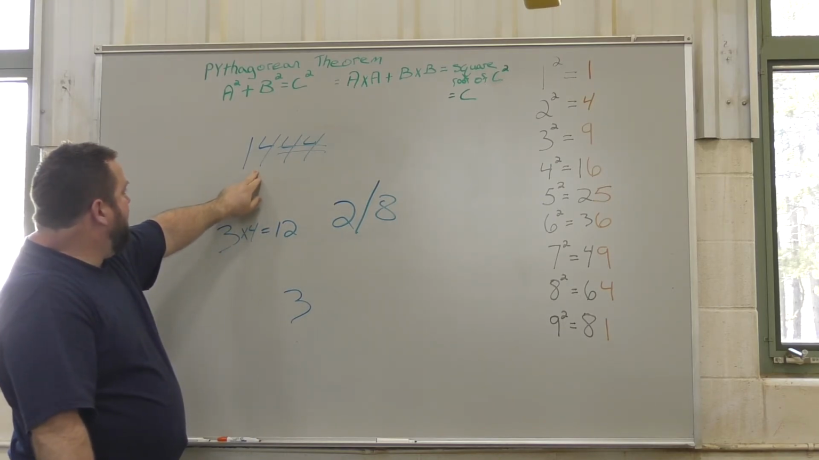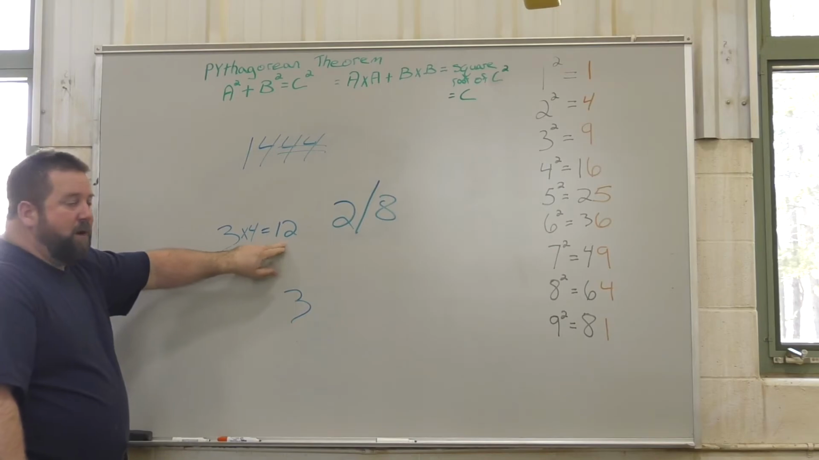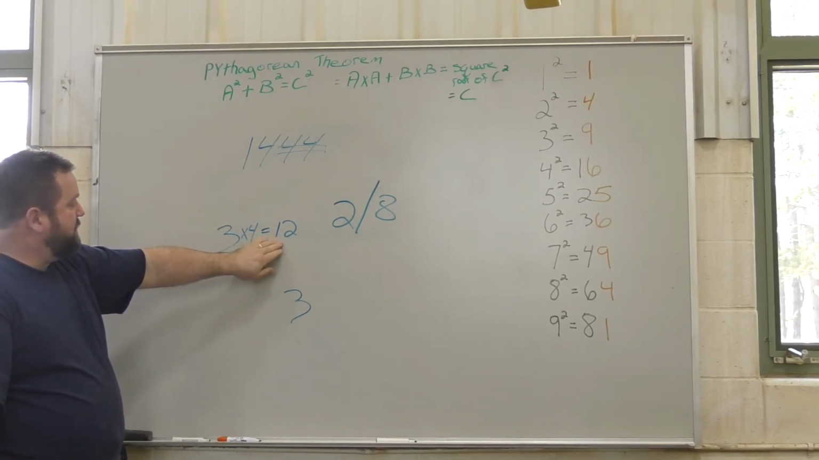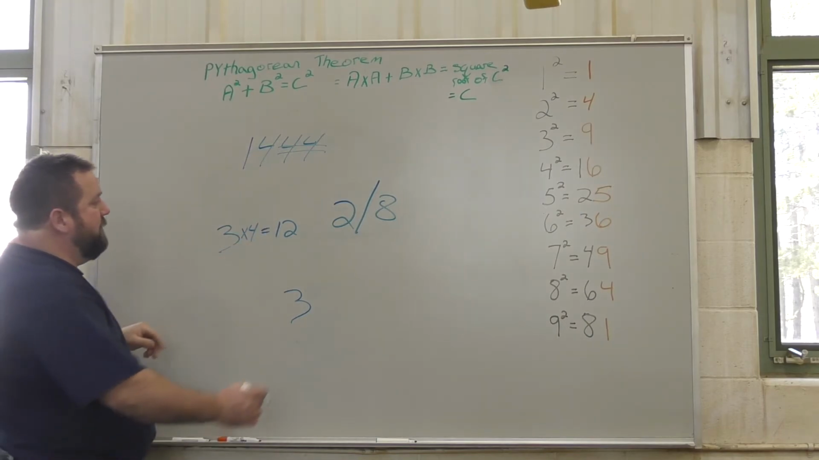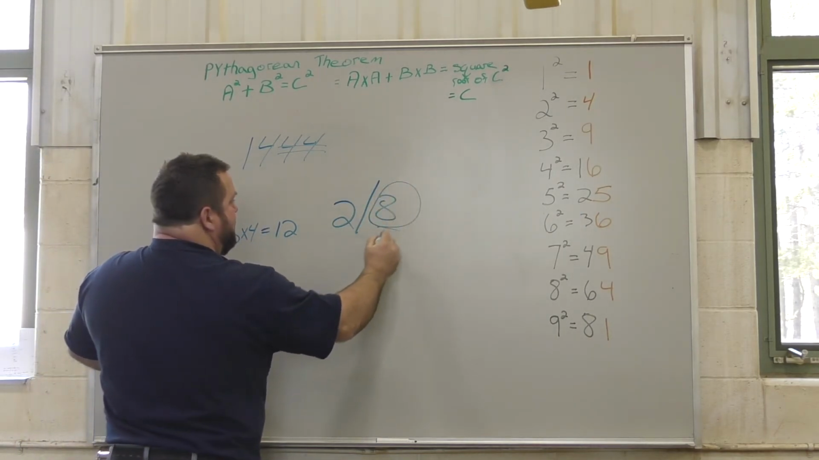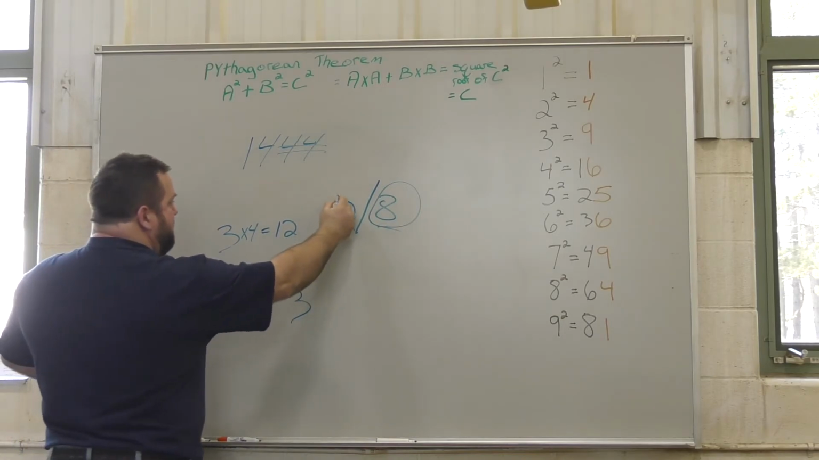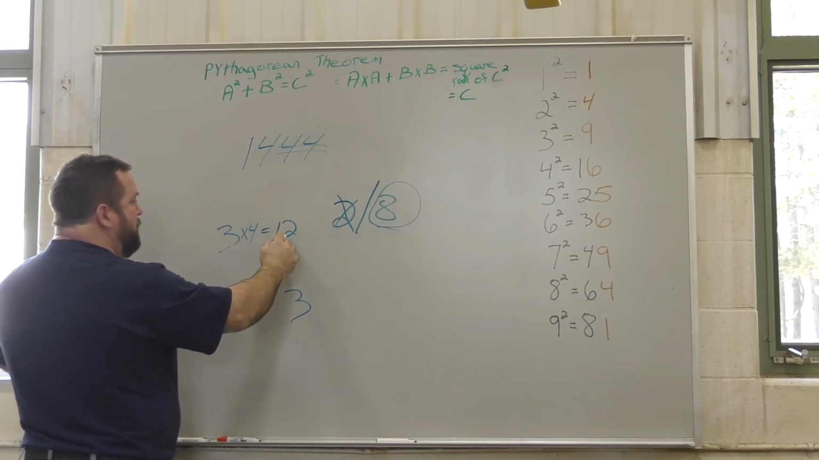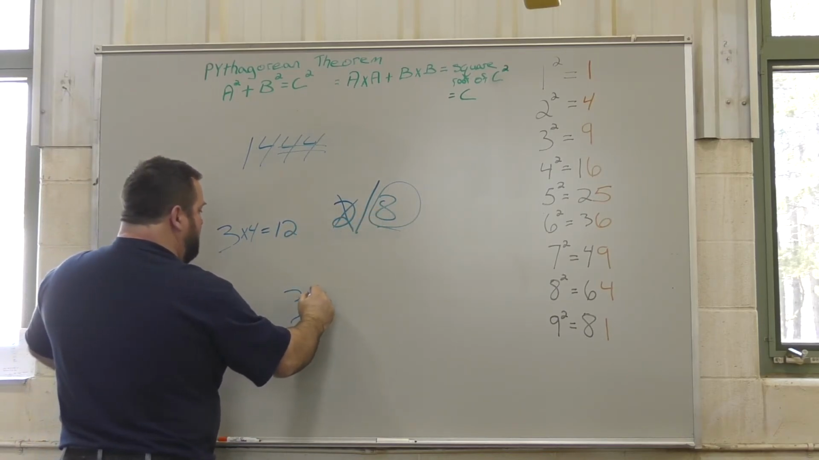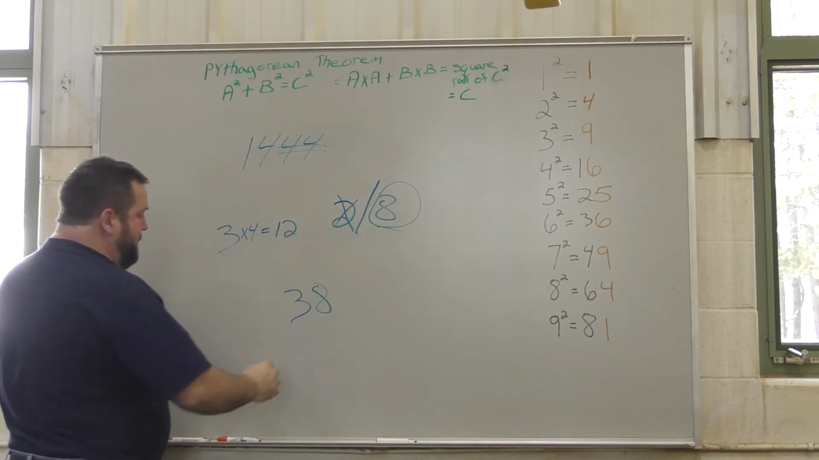Is 14 greater than or less than 12? Well, 14 is greater than 12. If this number is greater than that number, then we're going to use the larger option. So this time we're going to use the 8, because 14 is greater than 12. We're going to use the greater number. So our answer is 38.